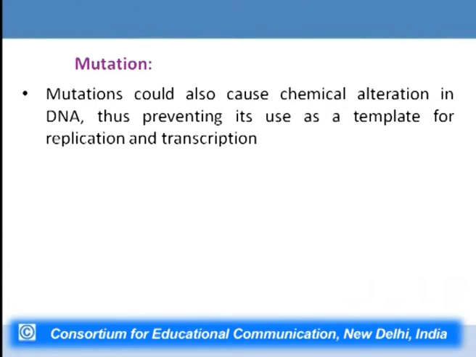Now, mutation could also cause chemical alteration in the DNA and thus preventing its use as a template for replication as well as transcription. And if information is passed with perfect fidelity in any organism, then there is no scope for evolution. But if mutation occurs and there is change in the sequence of the DNA, then there is chance of evolution occurring in the organism. So mutation is the raw material for evolution to occur.